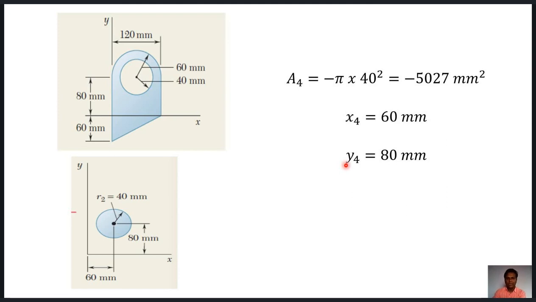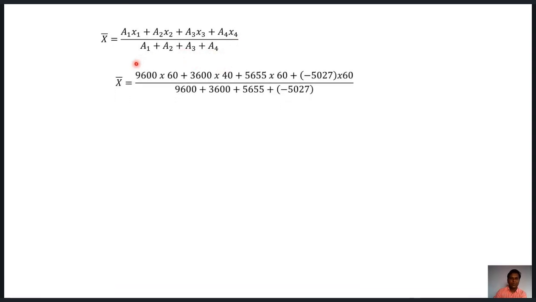Now once we are able to find the areas of the different shapes and their respective distances from the x and y axes, we can finally go to the calculation of the centroid. As in the last video, we discussed this formula for a centroid. So x bar is equal to a1x1 plus a2x2 plus a3x3 plus a4x4 divided by a1 plus a2 plus a3 plus a4. Here you put in all the values, and finally you will get x bar equal to 54.8 millimeter.